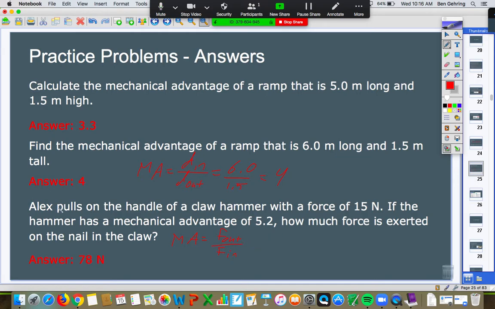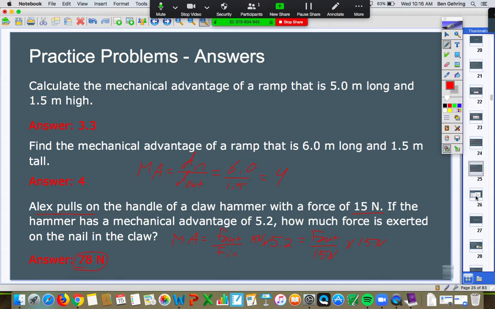Okay, so Alex is pulling on the handle with a force of 15 newtons. That's his force that he's putting into the hammer. I know that my mechanical advantage is 5.2. I don't know what this F out is, but I know that I put in 15 newtons. So again, to move the 15, we take both sides times 15 newtons. And if you take 5.2 times 15 newtons, you should get 78 newtons there.